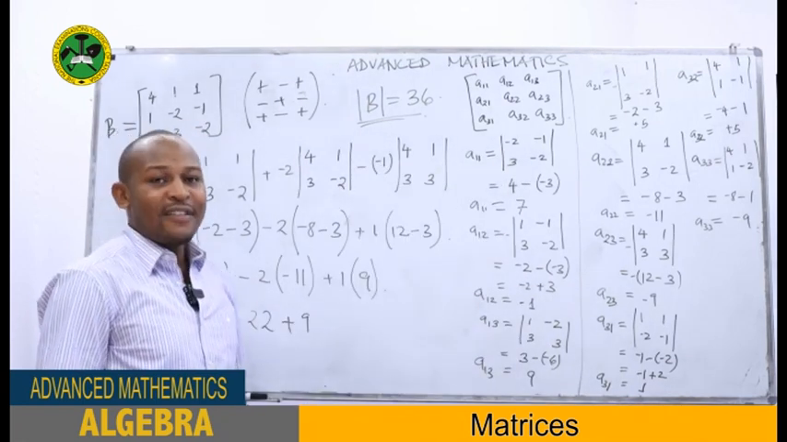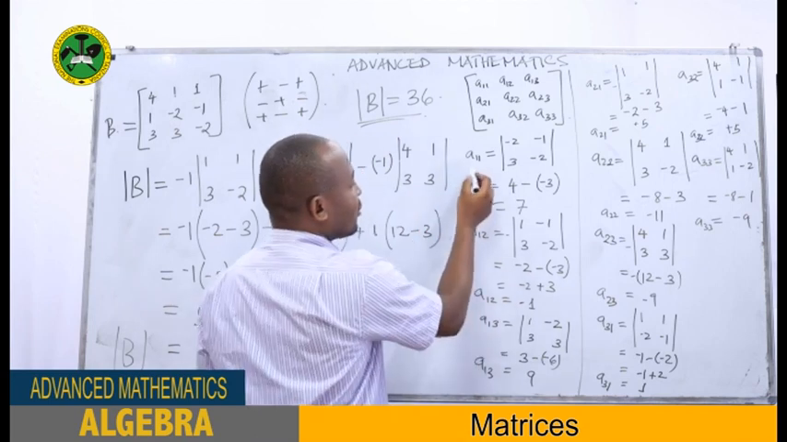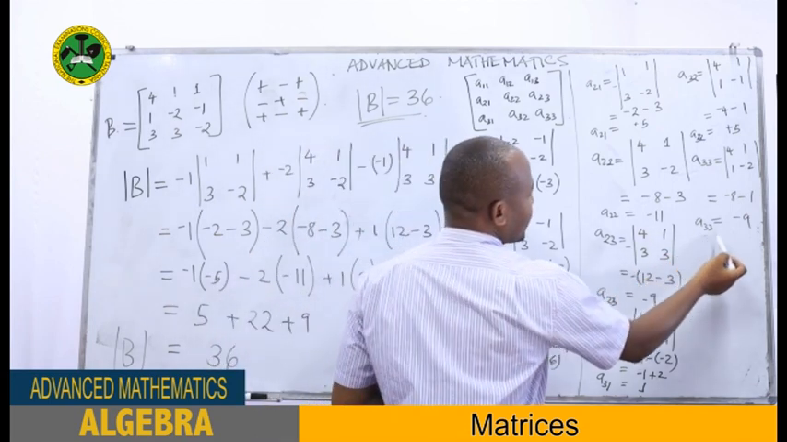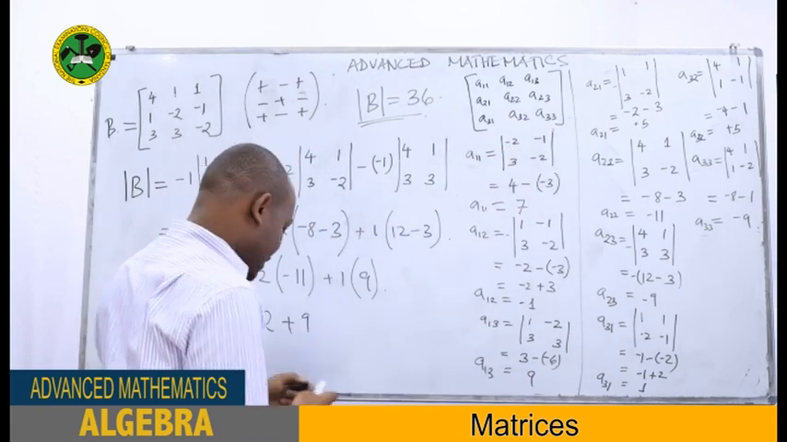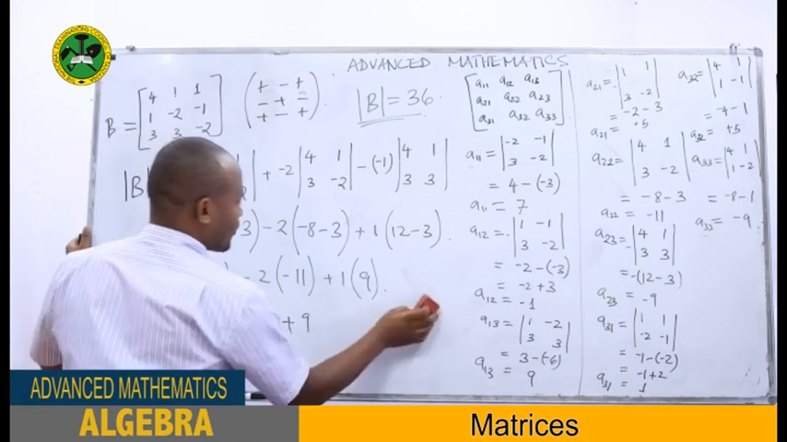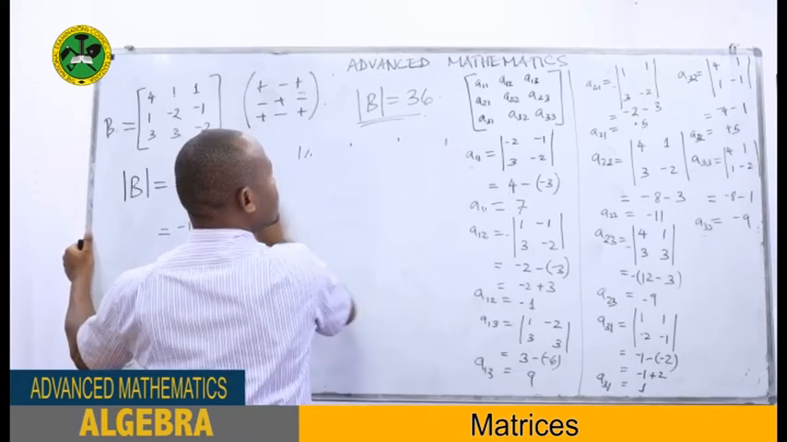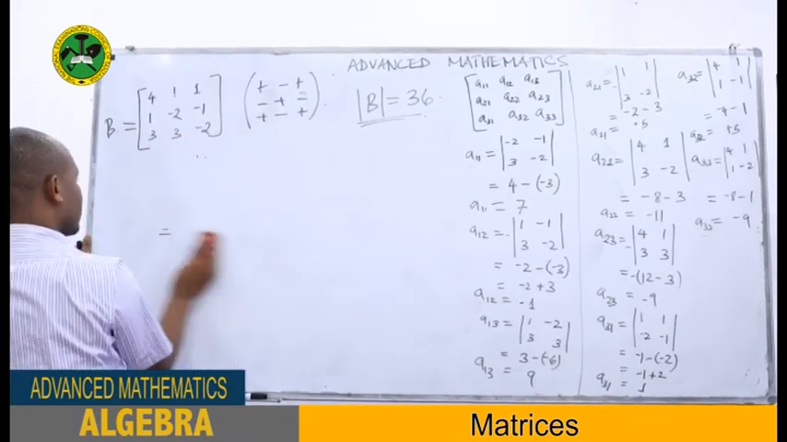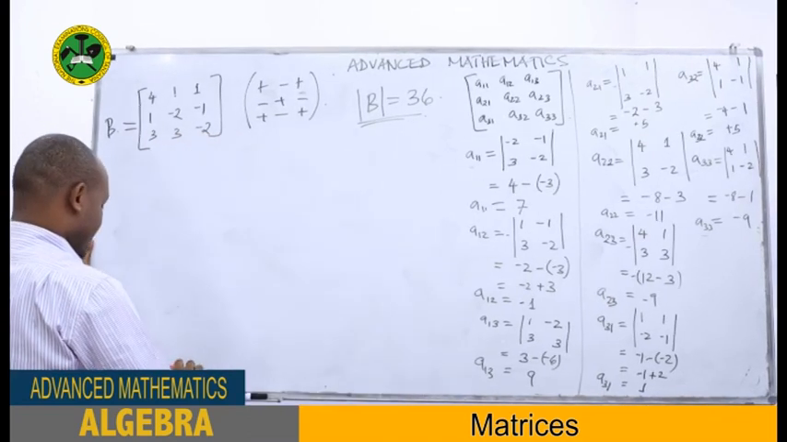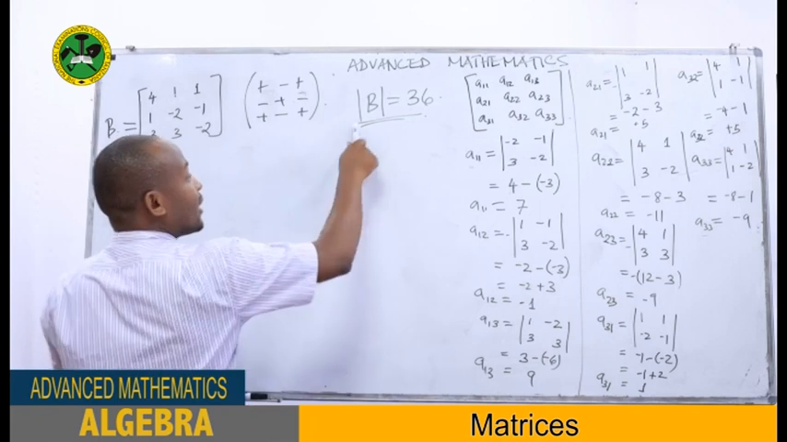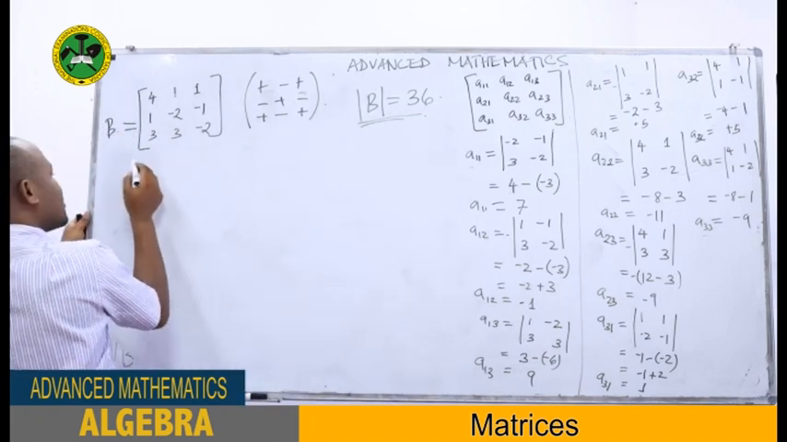Now, to have a matrix of cofactors, we have to collect all of these cofactors from A1,1 up to A3,3 as that matrix shows there. Now let's collect them. And remember, the determinant was 36. Now let's collect the cofactor matrix.